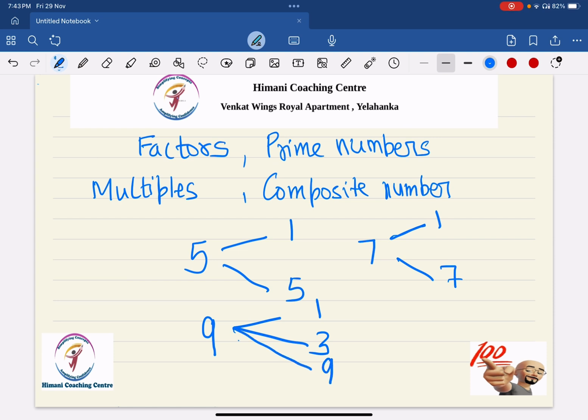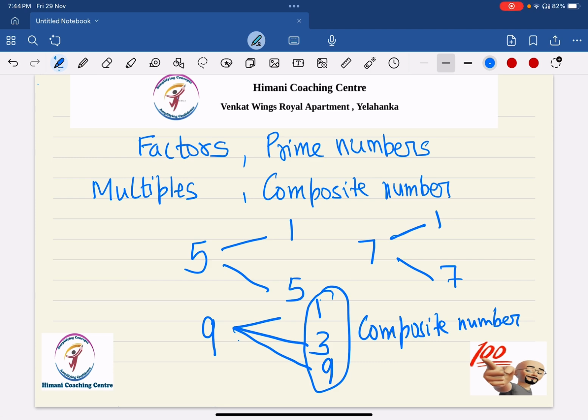But in the table of 9, it comes. So how many factors does 9 have? It has 3 factors. So 9 is a composite number. Okay. Another thing which you should know is that except for 2, all the prime numbers are odd prime numbers. Except for 2, all the prime numbers are odd.